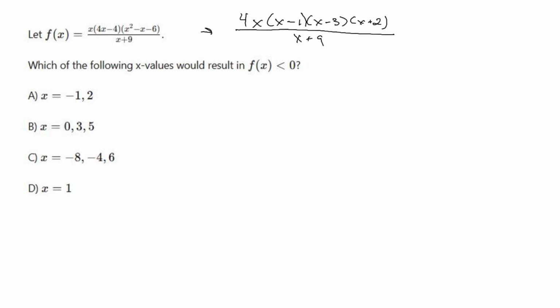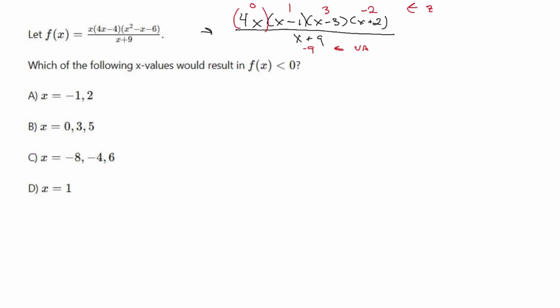Now I have 4 factors living up here. Yes, the 4 is a factor, so invisible parentheses right there. The magic numbers are the numbers that make each factor equal to 0. Your magic number is 0 because plugging in 0 would make that factor 0 and make the whole thing 0. Same thing with 1, same thing with 3, same thing with negative 2. The magic number down here is negative 9. None of these numbers repeat, which means the top ones are all zeros and the bottom one is a vertical asymptote.